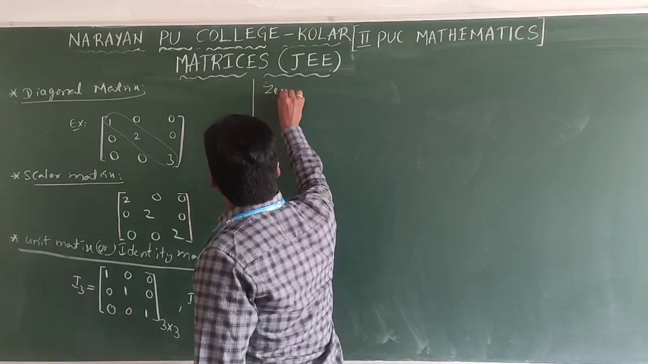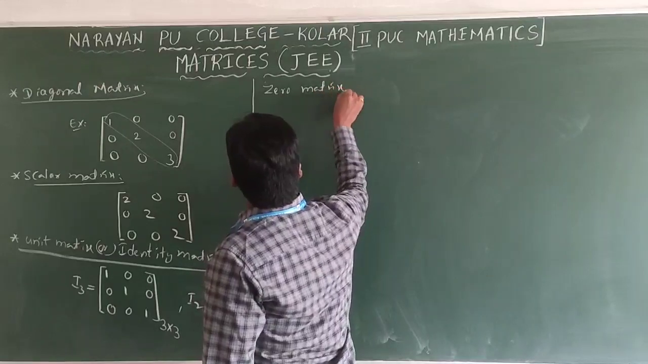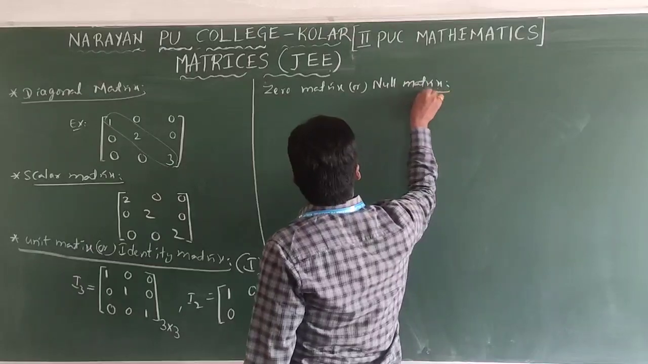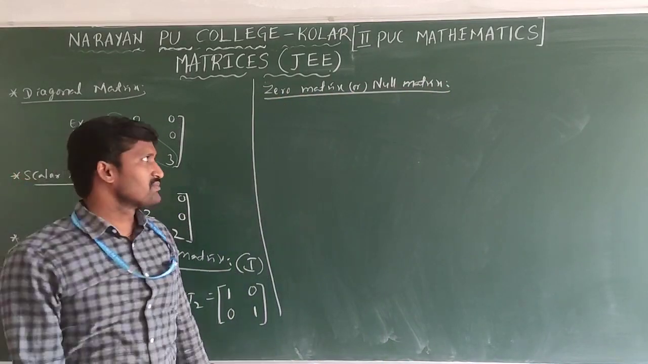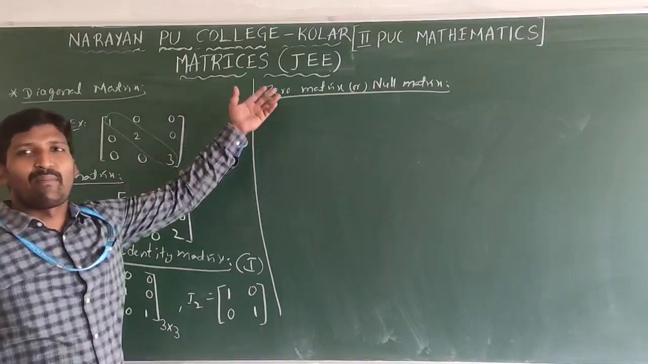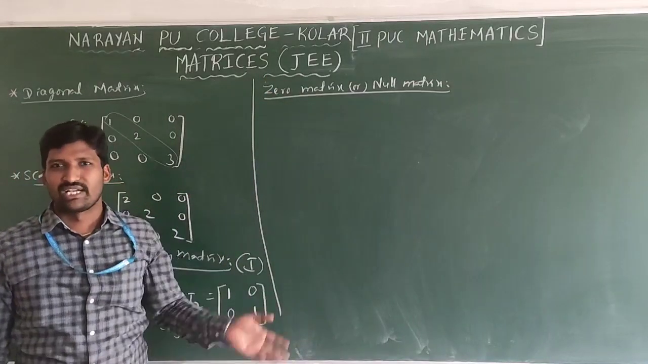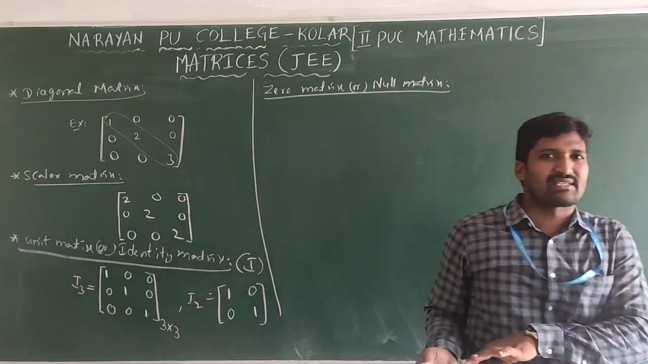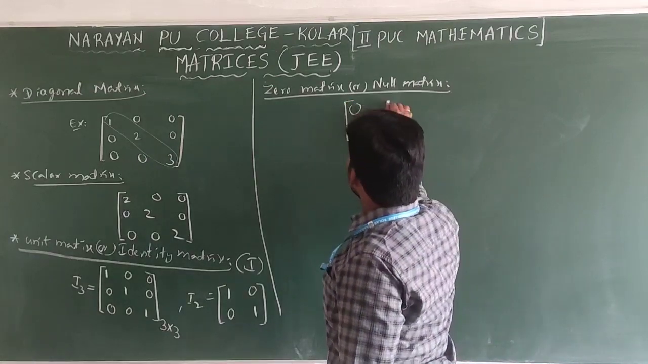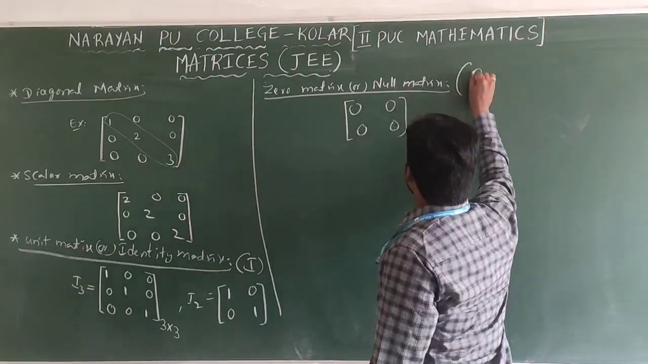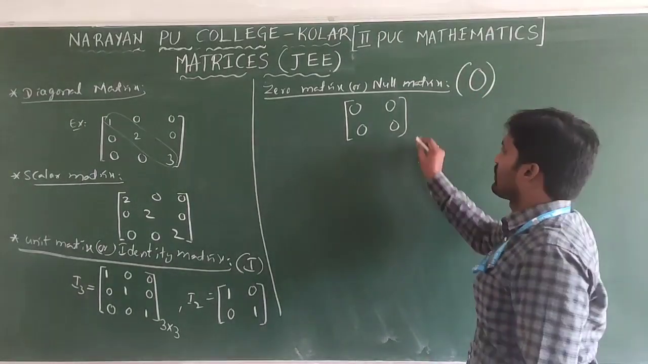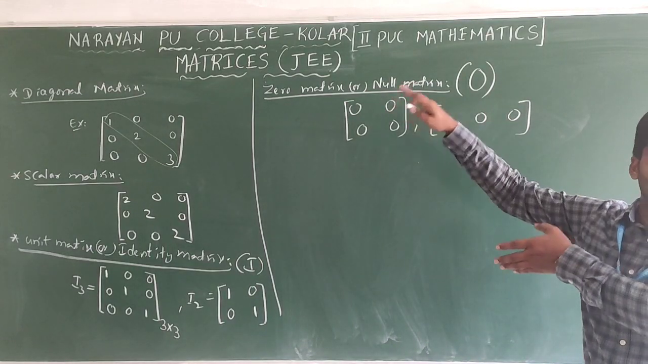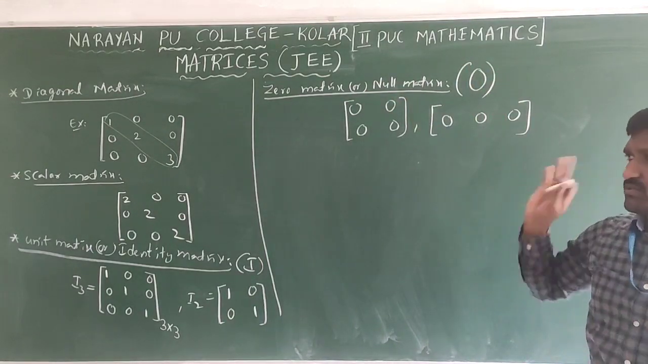Next, 0 matrix or null matrix. What do you mean by 0 matrix or null matrix? A matrix in which all elements are 0 is called a 0 matrix. In this, rectangle matrices or square matrices can be there. Example, 0, 0, 0, 0. It is also a 0 matrix. Denoted by 0 only, big 0. This is also a 0 matrix. It is not restricted to only square matrices. You can take a rectangle matrix also.